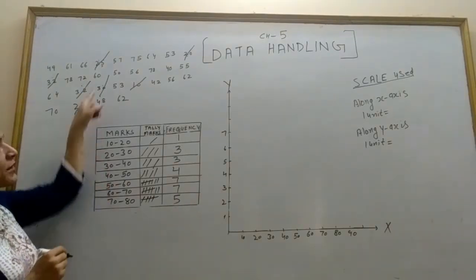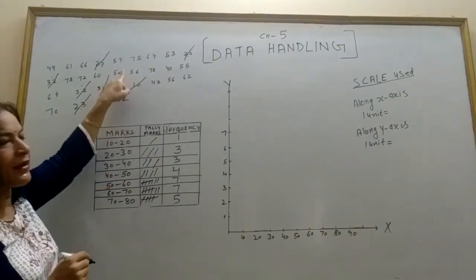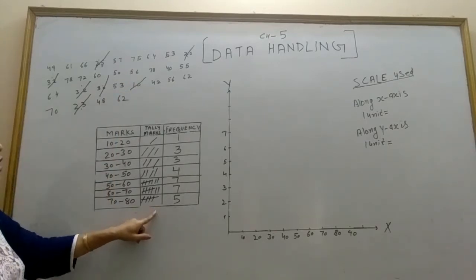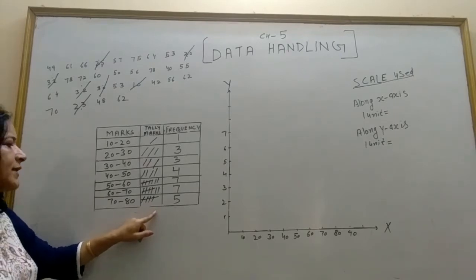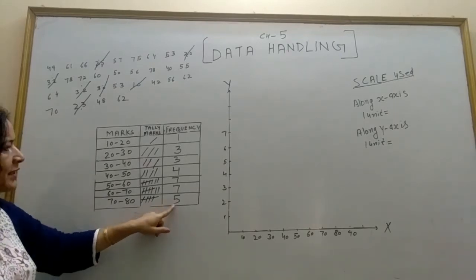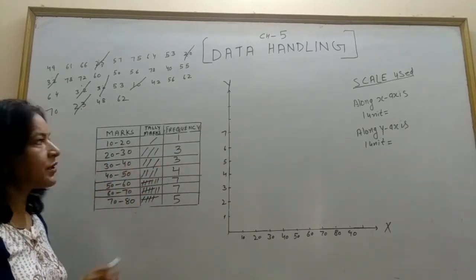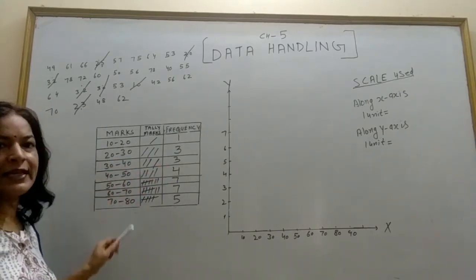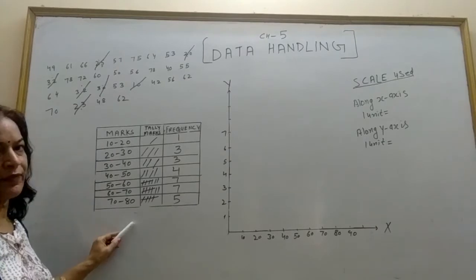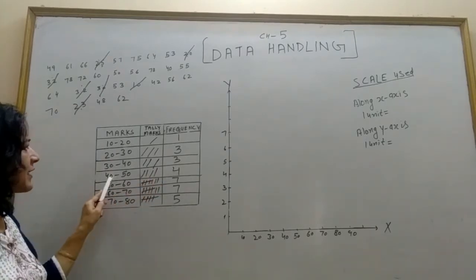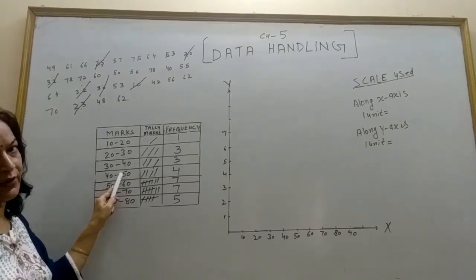Clear? Whichever observation you count, cut that. It will become easy. Now you can easily tell how many students scored between 70 and 80? 5 students. How many scored between 30 and 40? 3 students. So the tabular or organized form makes it easy. And 4 is called the frequency of the class interval 40 to 50.